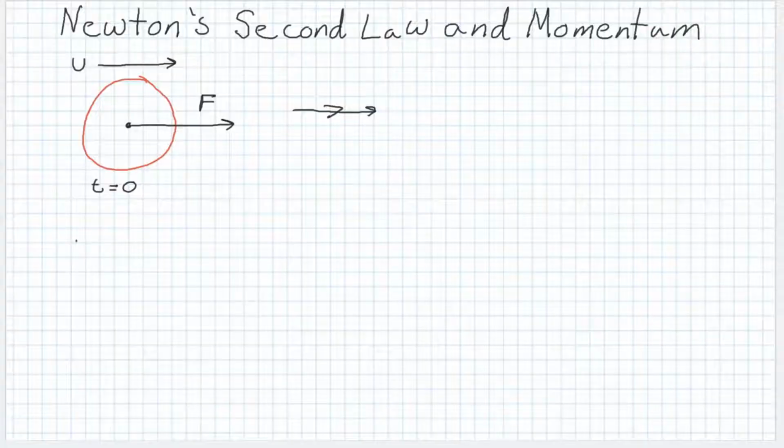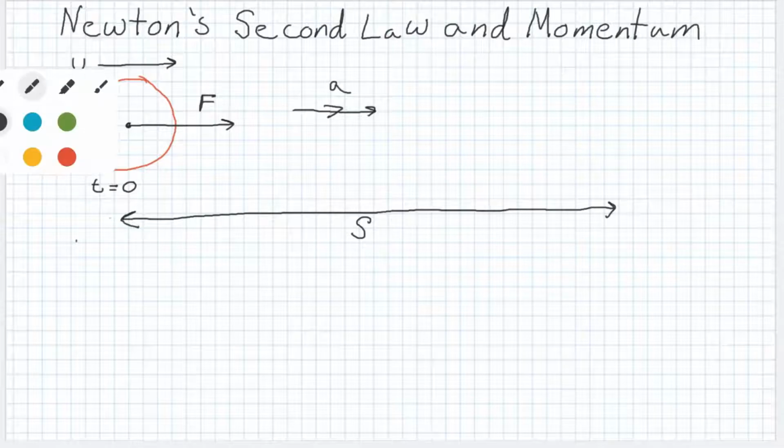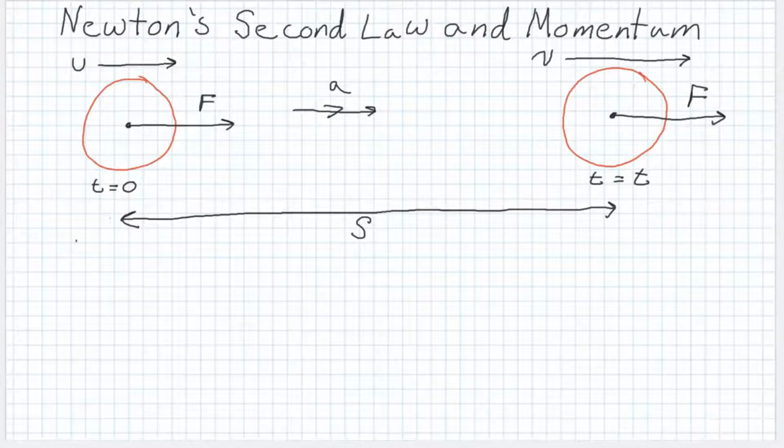And because we're applying a force, and it's an unbalanced force, our object is going to be accelerating over the distance that we apply the force, so that the object at the end now has a different final velocity due to applying the force over that distance. And at the end, time will be equal to our total time.